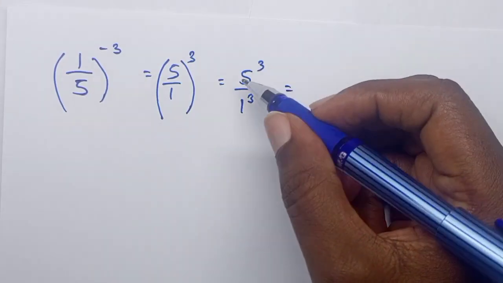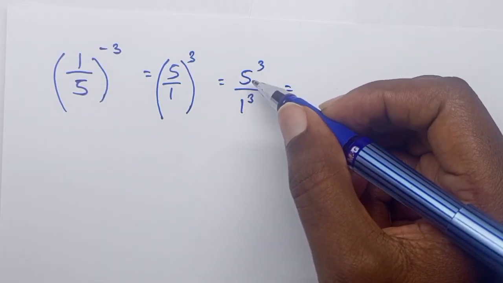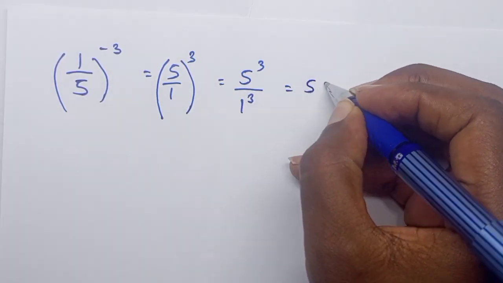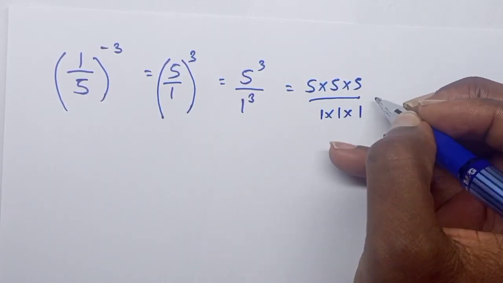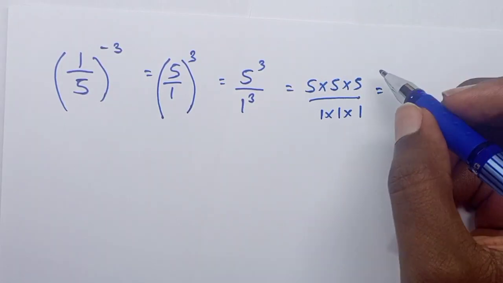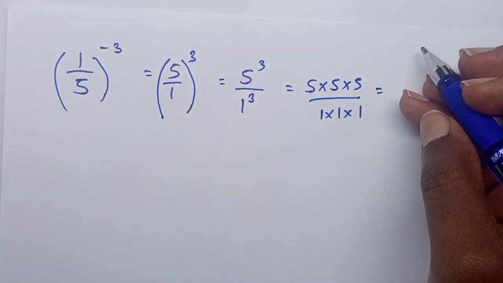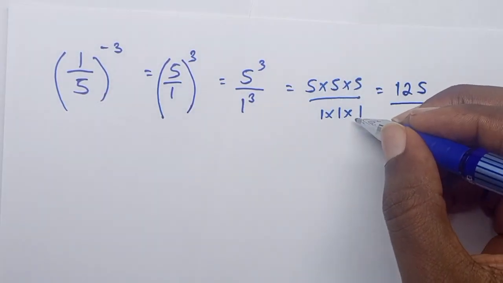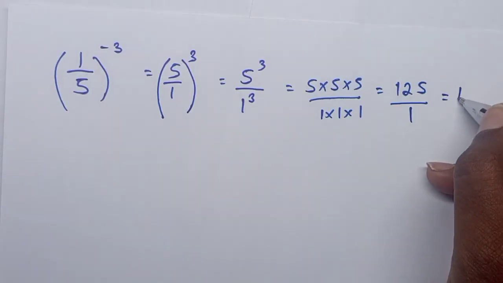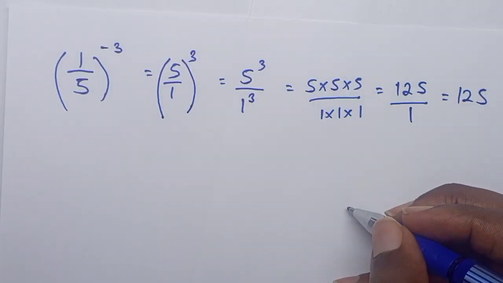5 to power 3 is telling us to multiply 5 by itself 3 times. So it is 5 times 5 times 5 over 1 times 1 times 1, which is equals to 5 times 5 times 5 is equals to 125 over 1 times 1 times 1 is 1, which is equals to 125.